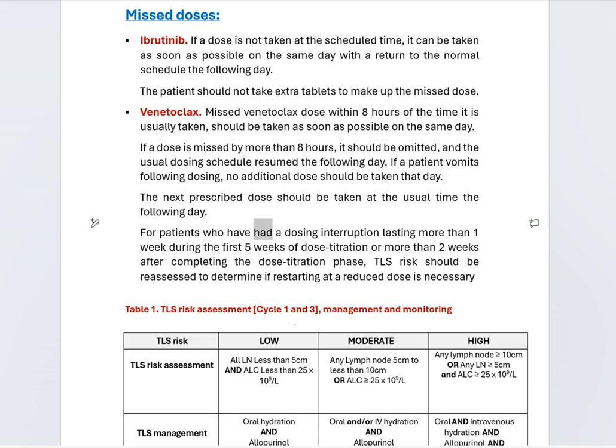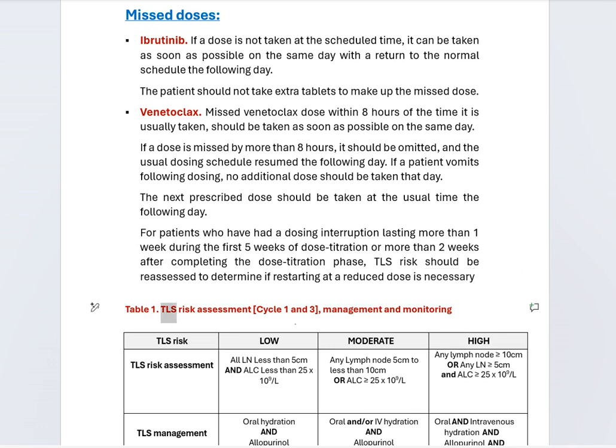For patients who have had a dosing interruption lasting more than 1 week during the first 5 weeks of dose titration, or more than 2 weeks after completing the dose titration phase, TLS risk should be reassessed to determine if restarting at a reduced dose is necessary.